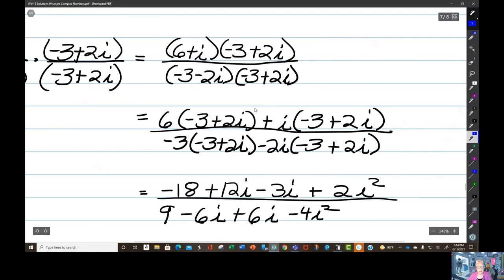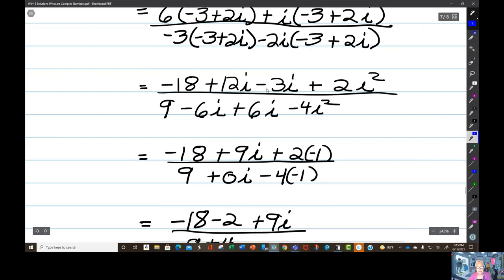Then you multiply either by FOILing or by using the distribution method on the top and on the bottom. So you'll have 6 times negative 3 plus 2i plus i times negative 3 plus 2i over negative 3 times negative 3 plus 2i minus negative 2i times negative 3 plus 2i. Then you distribute, distribute, distribute, distribute, and this is what you get. Negative 18 plus 12i minus 3i plus 2i squared over 9 minus 6i plus 6i minus 4i squared.